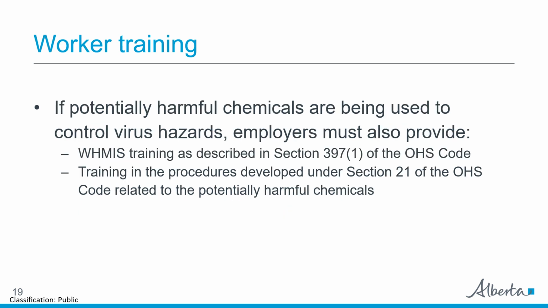If potentially harmful chemicals are being used to control respiratory virus hazards, employers must also provide Workplace Hazardous Materials Information System, or WHMIS, training, as specified in Section 397, subsection 1 of the OHS Code, and training in the procedures developed under Section 21 of the OHS Code that are related to the potentially harmful chemicals.